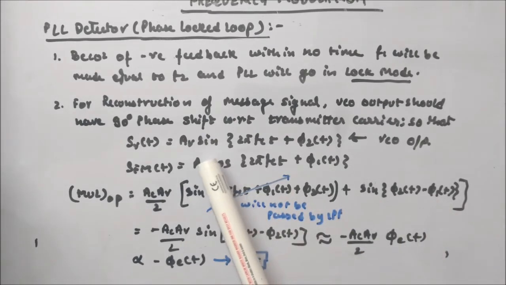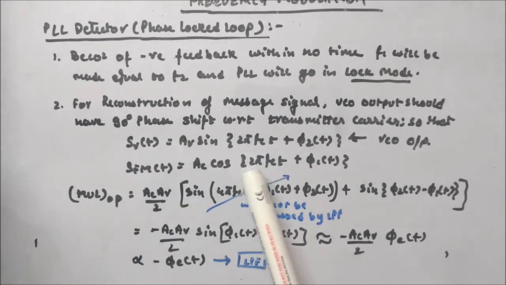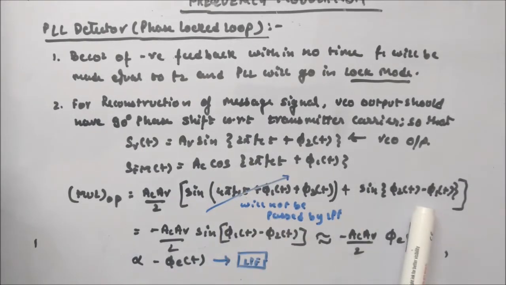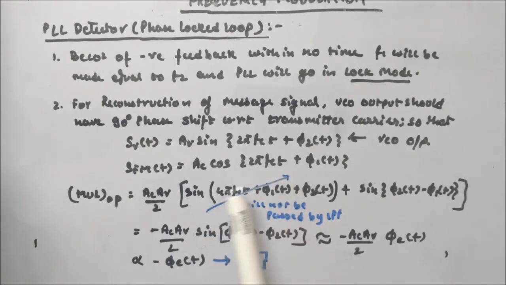If you multiply these two signals, you apply 2 sine A cos B, so that is what you will get. Now this term has 2 FC frequency, which means it will not be passed by the LPF, because the low pass filter is centered around the message signal bandwidth. So there's no point in considering this signal, and we will only go with this signal.